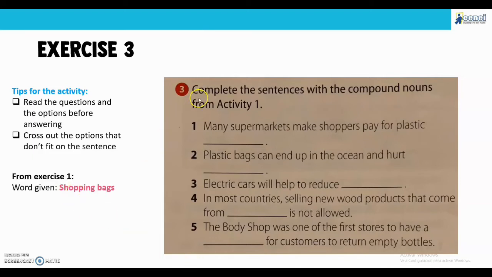Now, you want to read the sentences and see where it fits better. For example, number 1 says, many supermarkets make shoppers pay for plastic shopping bags. It makes sense, so we're not going to cross it. Now, if you read the second sentence, it says, plastic bags can end up in the ocean and hurt shopping bags. It doesn't make sense, so we're going to cross it. Now, if you read sentences 3, 4, and 5, you'll see that this word doesn't fit in those sentences. So the answer should be in the first sentence: many supermarkets make shoppers pay for plastic shopping bags.